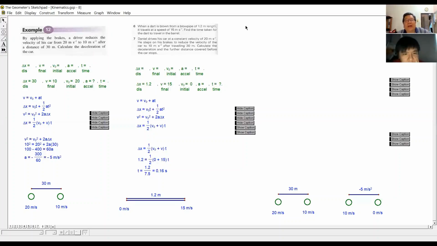So if you cannot imagine, then you just draw out a certain model. I just say this is the initial position of the car. This is the final position of the car, and it covers a distance of 30 meters here. So I just draw a simple model like this. Then we start.